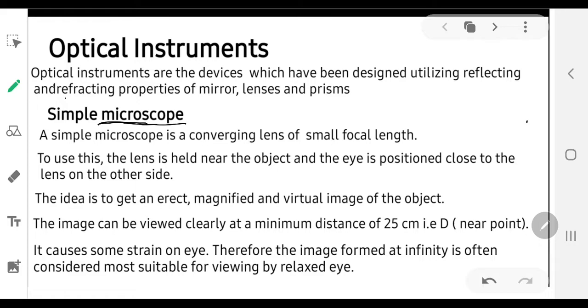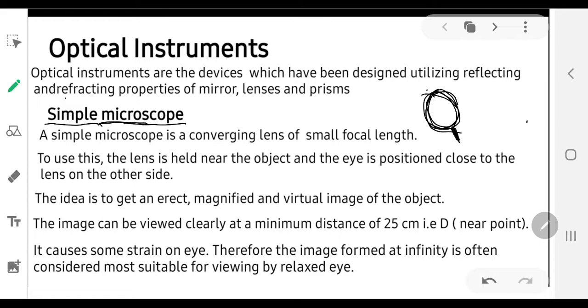So how is it possible to form an enlarged image? By placing the object at a suitable distance. The first one is the simple microscope, a basic model. A simple microscope is a converging lens of a small focal length. Converging lens means a convex lens, a convex lens which has a rim support over it. So it is nothing but a convex lens.